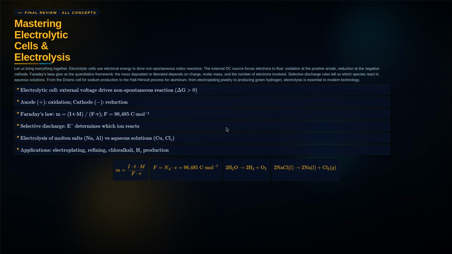The mass deposited or liberated depends on charge, molar mass, and the number of electrons involved. The Faraday constant of 96,485 coulombs per mole relates charge to moles of electrons. Selective discharge rules tell us which species react in aqueous solutions based on their standard reduction potentials. From the Downs cell for sodium production to the Hall-Héroult process for aluminum, from electroplating jewelry to producing green hydrogen, electrolysis is essential to modern technology.